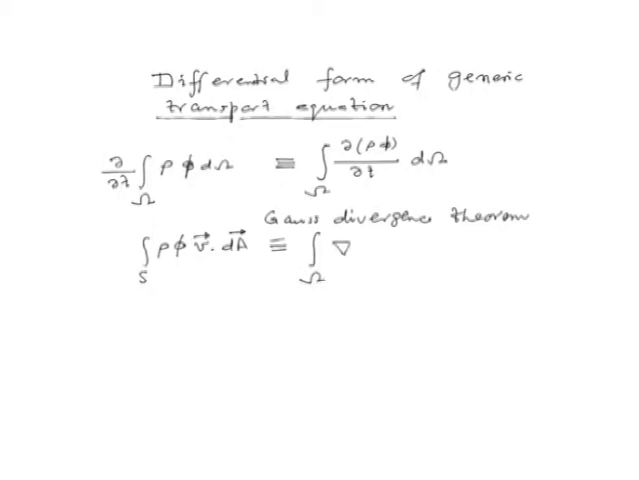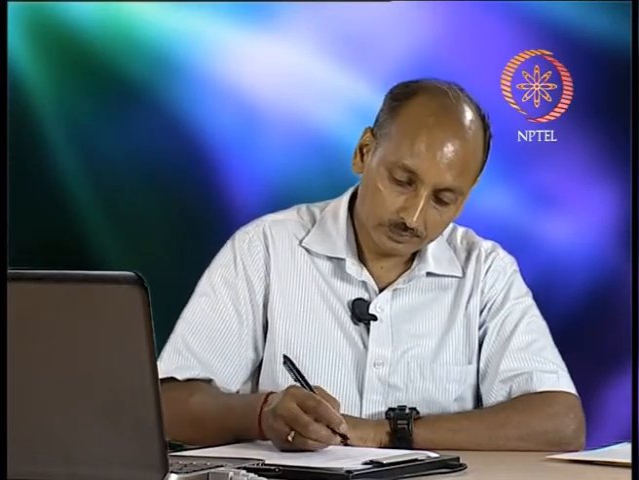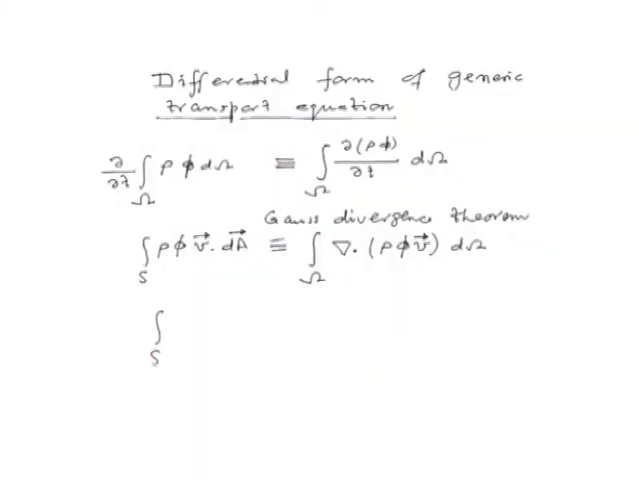So, this is divergence of rho phi v d omega. Similarly, we had a surface integral on the right hand side, which was because of the flux term. So, q dot dA can be transformed into a volume integral, divergence of q d omega. So, now let us combine all these terms together and transfer everything on the left hand side.